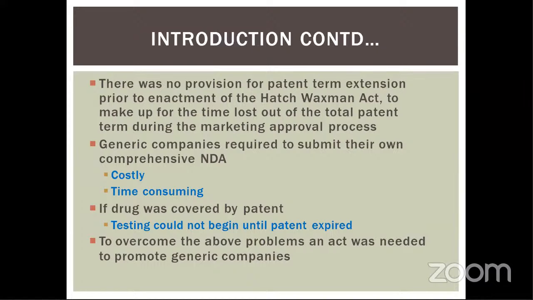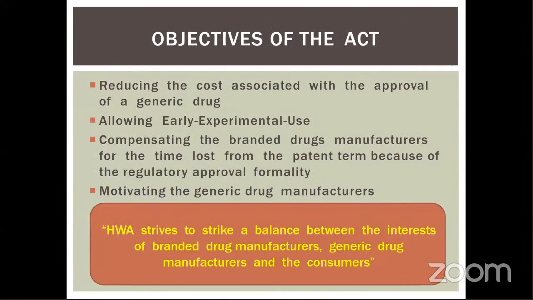So to overcome the above problem, an act was needed, which is known as the Hatch-Waxman Act, to promote generic companies. So what are the objectives of this act? Why is it required? The first objective is reducing the cost associated with the approval of a generic drug.